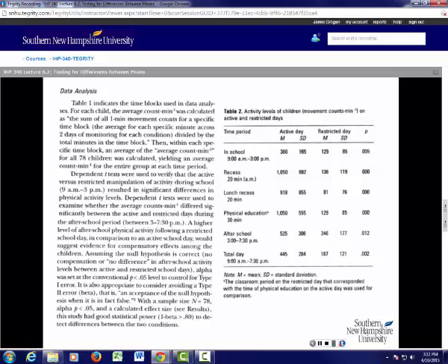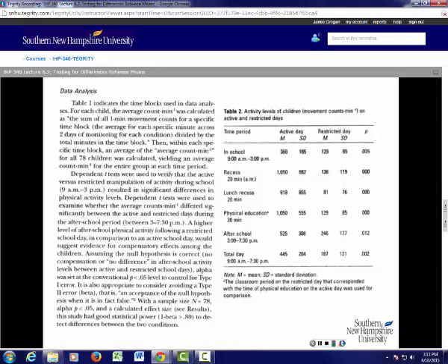They allowed kids to be active on one day and then they restricted them on the other day. So did that restriction work? Yes, it did. There is a statistically significant difference between the active day and the restricted day in their movement counts. 366 on the active compared to 129 on the restricted.